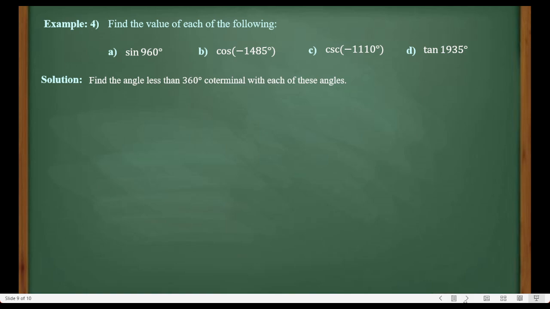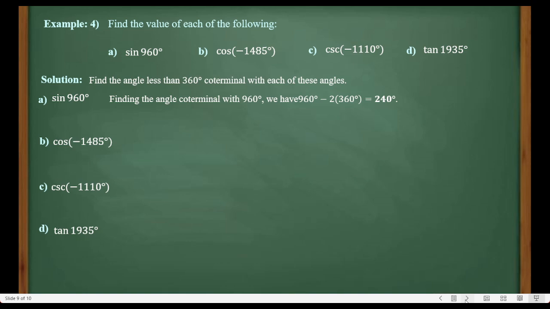Solution: find the angles less than 360 degrees coterminal with each of these given angles. So, sine of 960, find the angle coterminal with 960. That is 960 degrees minus 2 times 360, which is 240 degrees. And 240 degrees has its terminal side in quadrant 3. Therefore, sine of 960 degrees is the same as sine of 240 degrees.